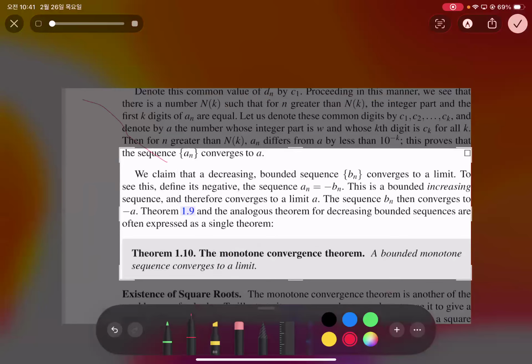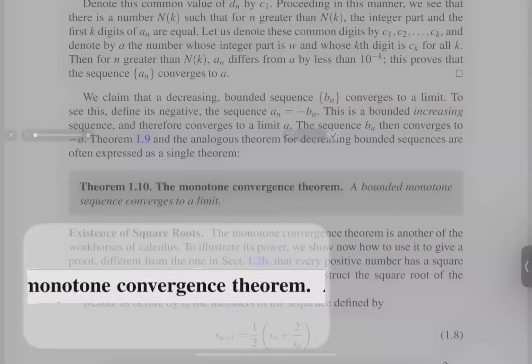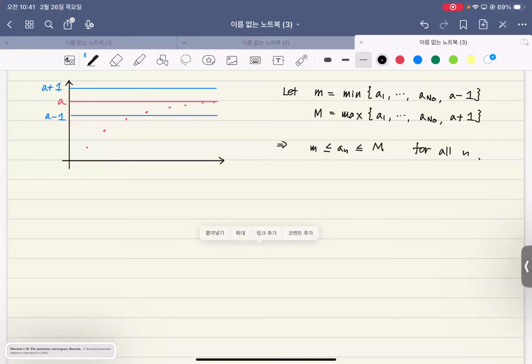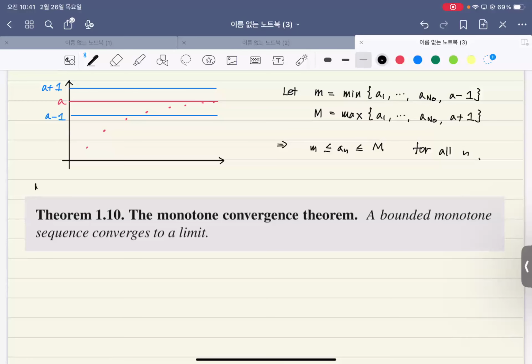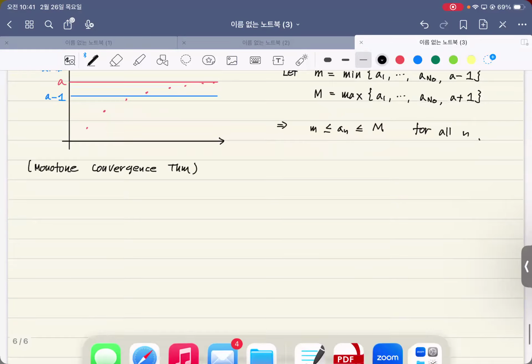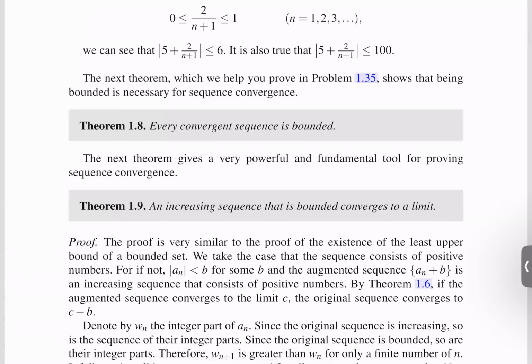I believe this is the most important theorem in today's lecture, but I am running out of time. I will try my best to explain this. This one is called the monotone convergence theorem. Oh, I messed up. Not this one, sorry. Yeah, this one.